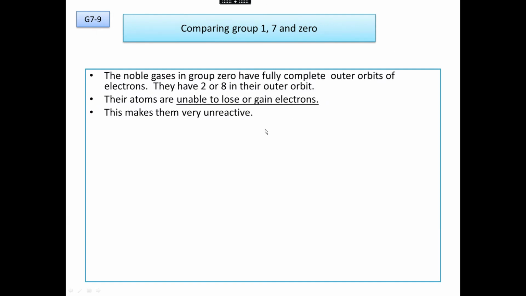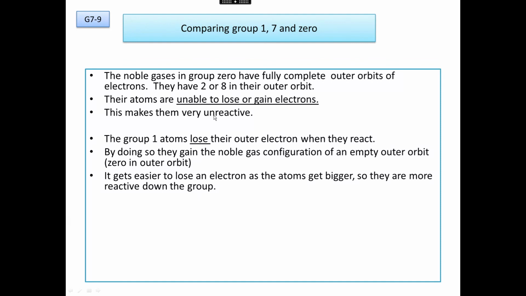And then comparing that to group 0, they have complete outer orbits with 2 or 8. They are unable to lose or gain electrons, which makes them very unreactive.